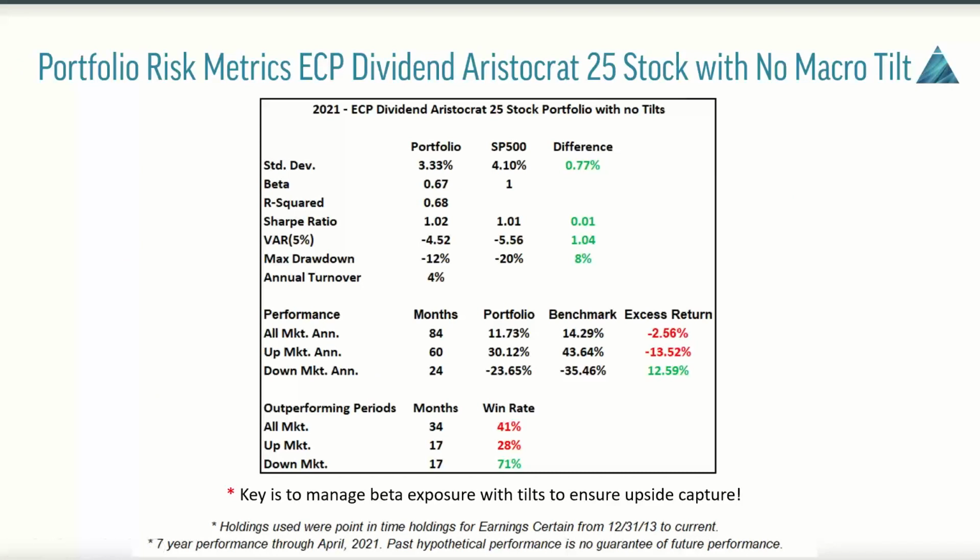So let's go ahead and take a look at some of the portfolio risk metrics for the ECP Dividend Aristocrat 25 stock portfolio. And we're going to do this with no tilt. And I'm doing this relative to the S&P 500 as a benchmark for a reason. Even though I stated in the very beginning, in one of the 6 points I had highlighted in bold, that the ECP Dividend Aristocrat and the S&P Dividend Aristocrats, both of those portfolios are not going to outperform the S&P 500 long term.